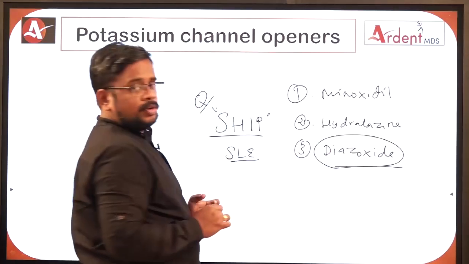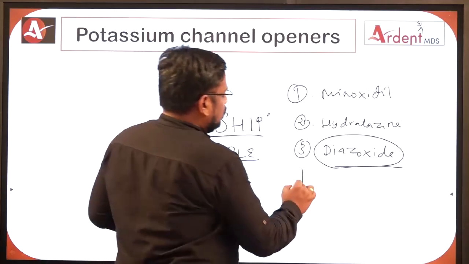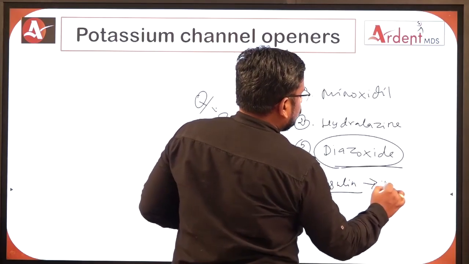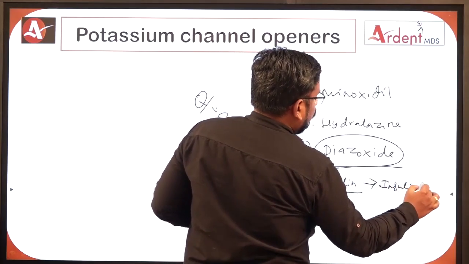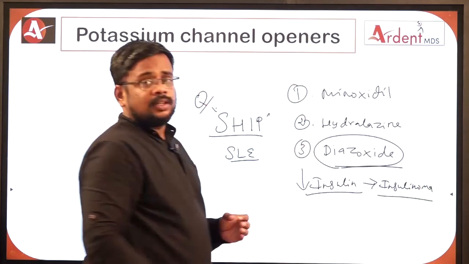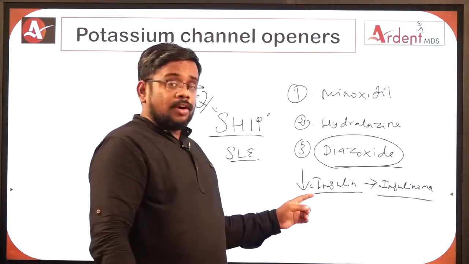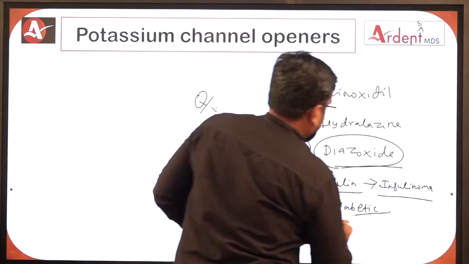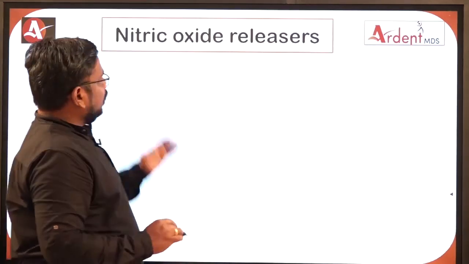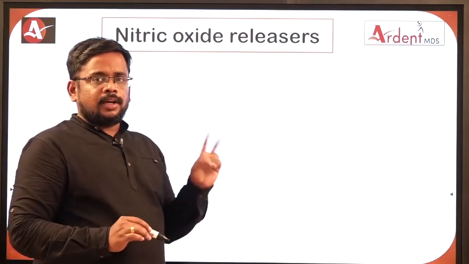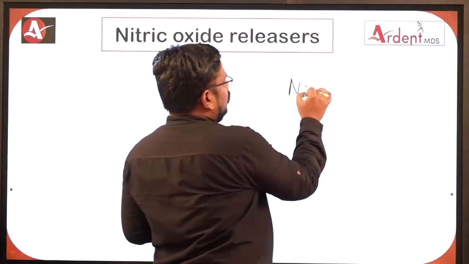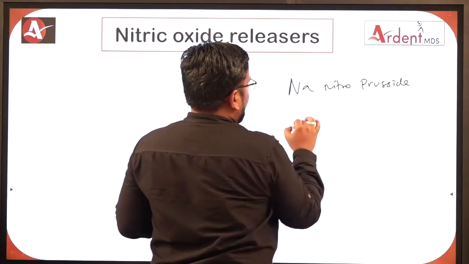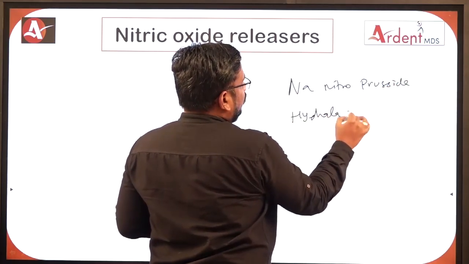Diazoxide is one of the potassium channel openers which decreases the release of insulin. Because it decreases the release of insulin, you can use it in cases of insulinoma, where there is more secretion of insulin, but it is contraindicated in a diabetic patient. Coming to the next one, nitric oxide releasers. There are 2 important drugs here: number 1 sodium nitroprusside and number 2 hydralazine. So hydralazine comes in both categories.